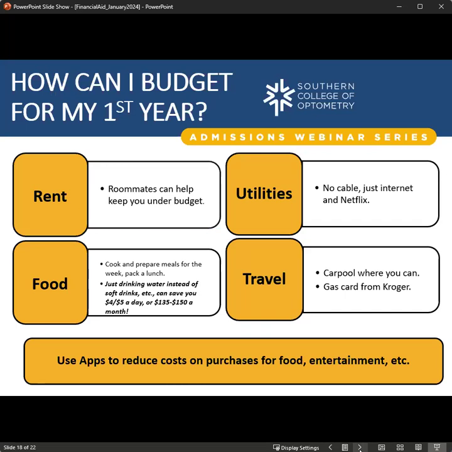How can you budget for your first year? Make sure you get roommates, cook and prepare meals, and for utilities, no cable, just internet and Netflix. And these are just some suggestions. We're not saying you have to live that way, but it will help you manage your budget. Carpool where you can. Kroger has a great gas card. And then use apps to reduce costs on purchases for food, entertainment, etc. Next slide, please.